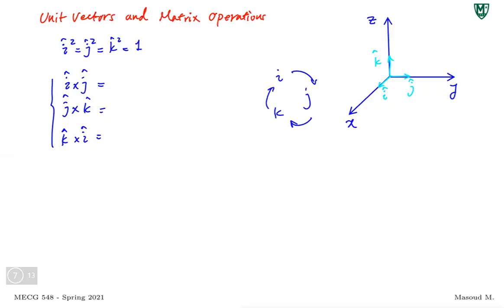I cross J, go along the arrow, it becomes K. J cross K becomes I. K cross I becomes J. Same process if you want to go inverse. Let's say J cross I. J cross I becomes minus K because you're going in the opposite direction. K cross J becomes minus I. What else we can do? I cross K, I guess. I cross K becomes minus J.